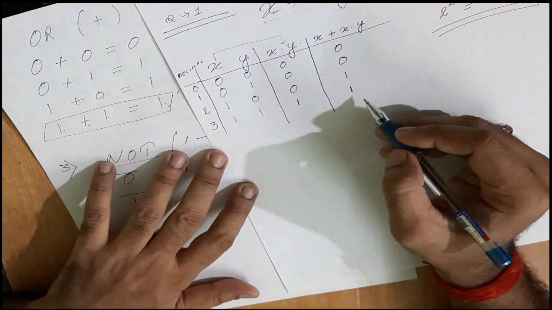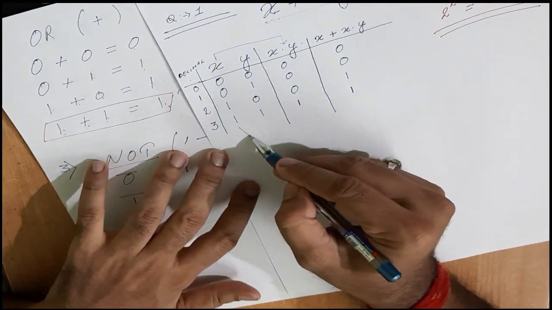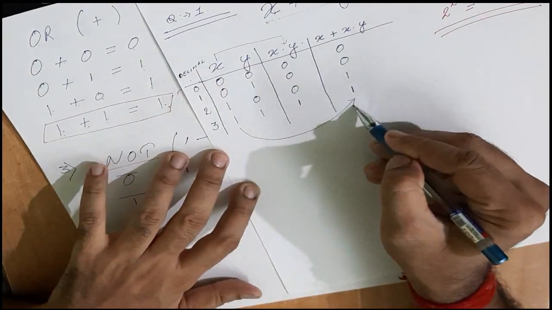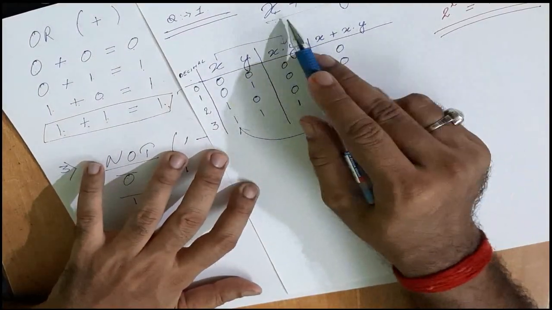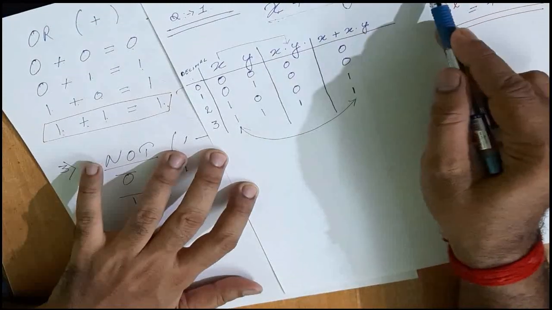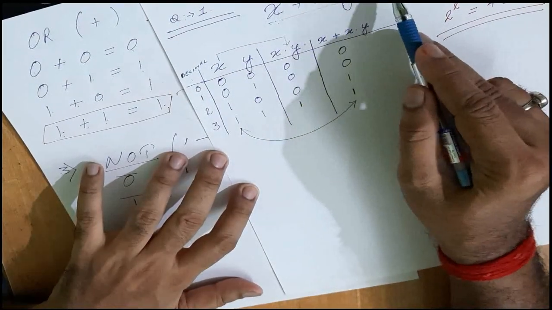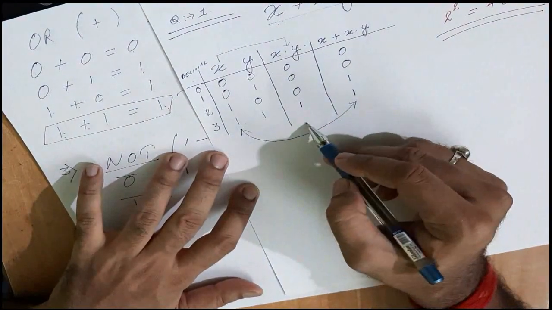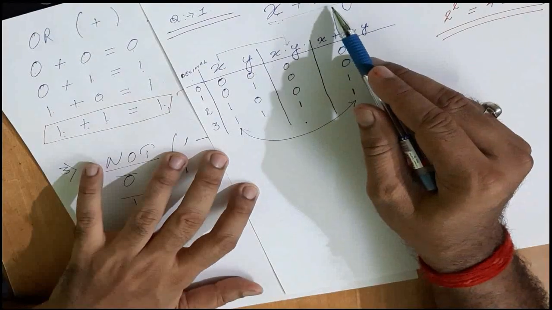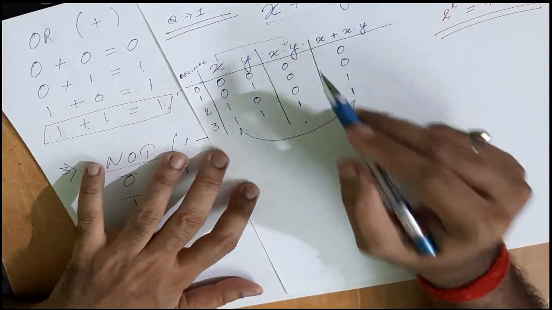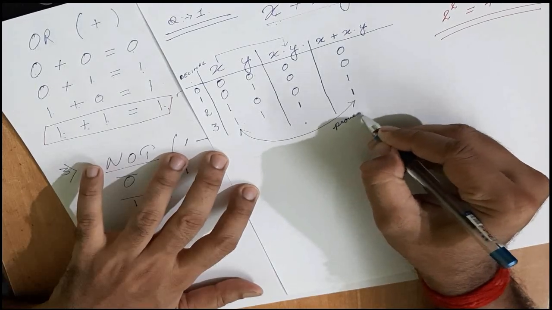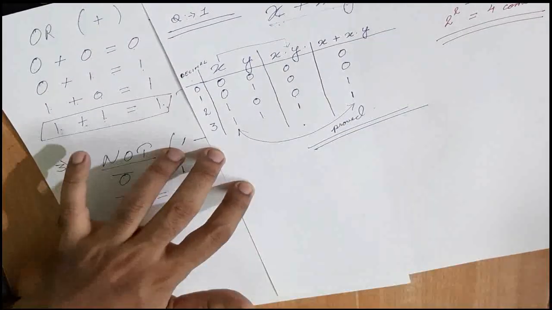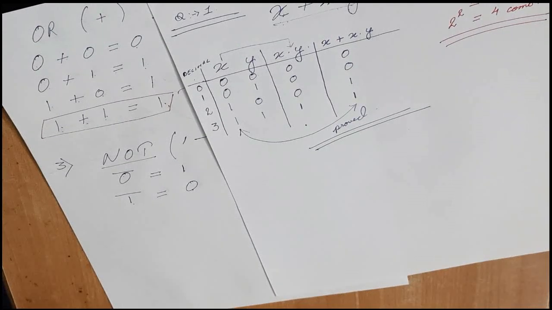So, we can conclude x is equal to x plus x dot y, which we have said over here. X plus x dot y is equal to x, which we have seen. So, we can prove the equation by using truth table. Right, students? Is this clear? This is so easy.